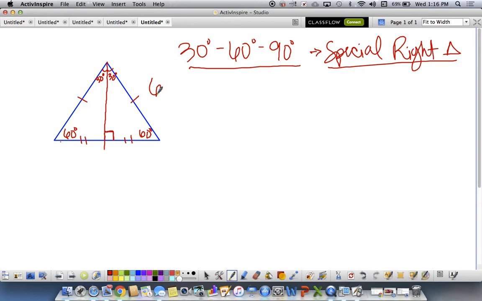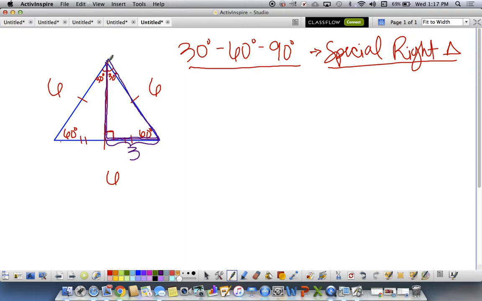If the side of my equilateral triangle is 6, what's this other side of this equilateral triangle? 6. What about the bottom? 6. Okay? What happens now if I want to divide this triangle and just look at one piece? One of my two congruent right triangles. What's this length? 3. How do you know it's 3? Because it bisects. It cuts it in half.